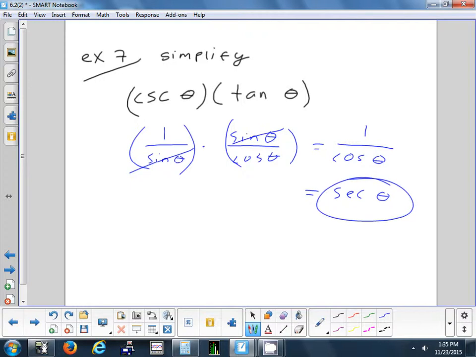So now, if we have to do some kind of calculus thing to this, we just have a single trig function. We no longer have a product. We just made it a simpler expression to work with. Okay? But for us, we stop with the algebra part. Okay, any questions on that?